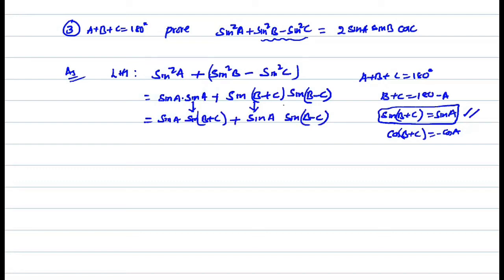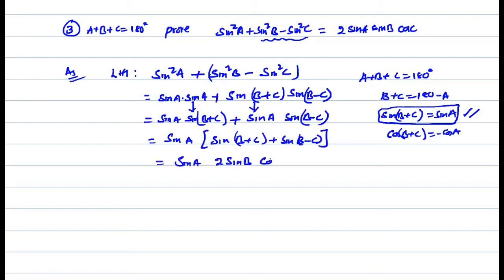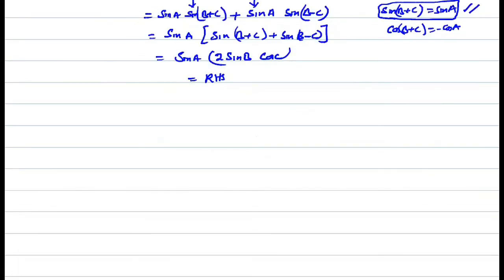Now if you take sin a common, the remaining thing is sin of b plus c plus sin of b minus c. Right? What is sin a plus b plus sin a minus b? There is 2 sin a, that is 2 sin b cos c. That's the formula. Sin a plus b plus sin a minus b is 2 sin a cos b. This is nothing but RHS. Is it clear? So a plus b plus c is equal to 180 degrees, so sin b plus c is equal to sin a. That's the problem. End of the problem.